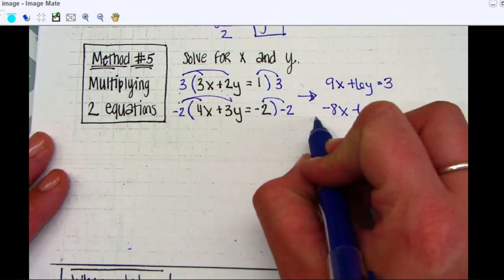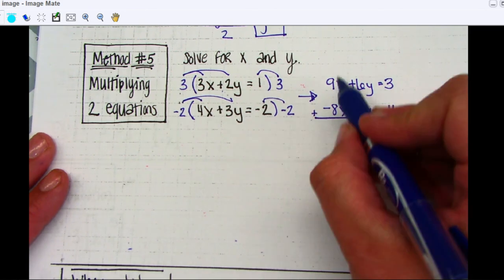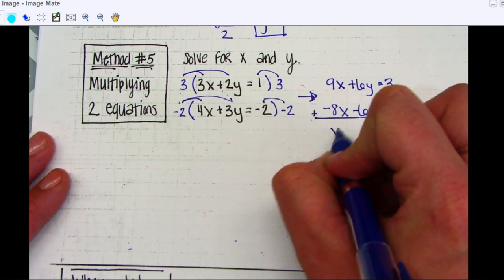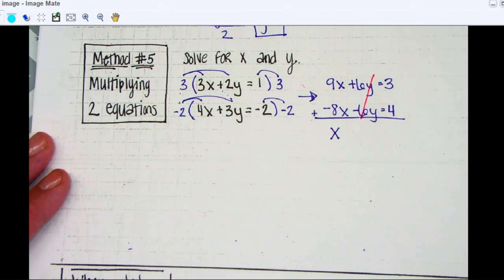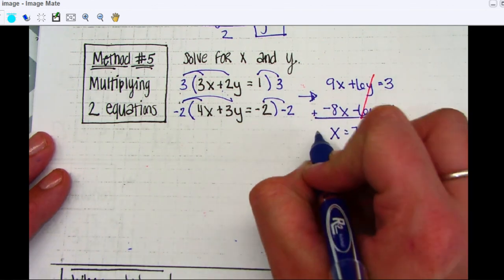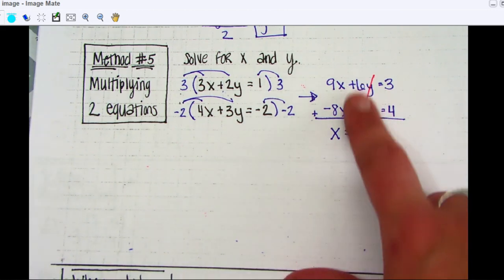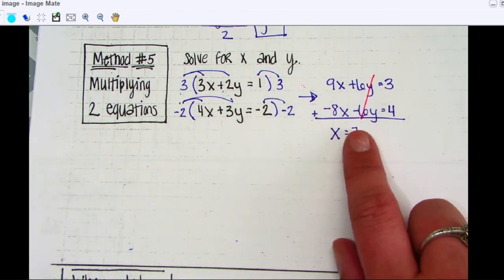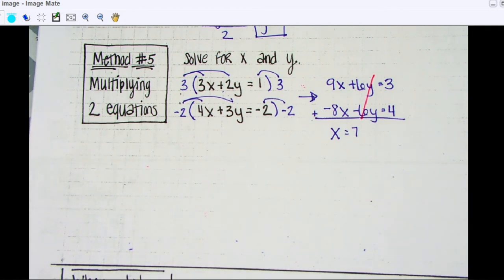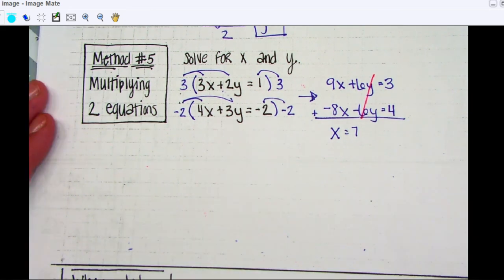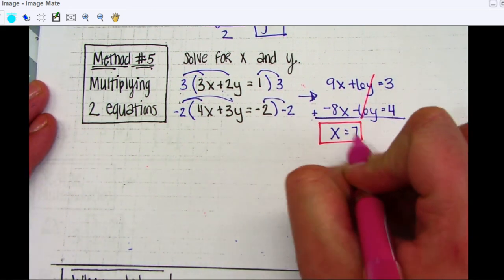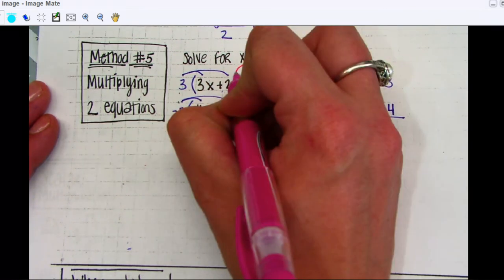So now you're just going to add, just like before. 9 minus 8 is 1, so x. Our y's go away. 3 plus 4 is 7. When you substitute the x value back in, make sure that you plug it into an original formula. Don't plug it into one that you've multiplied or manipulated. Always go back to the beginning. It's up to you if you want to do the top or bottom, but you always want to go back to the beginning. So I'm going to take my value, and I'm just going to plug it in, and I'm going to choose the top one.